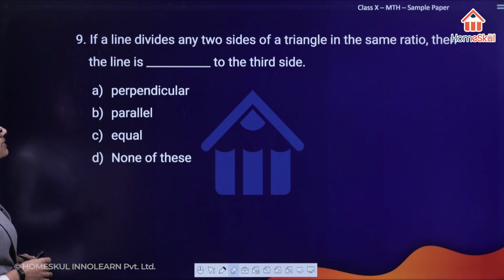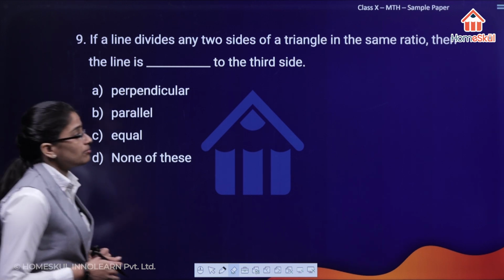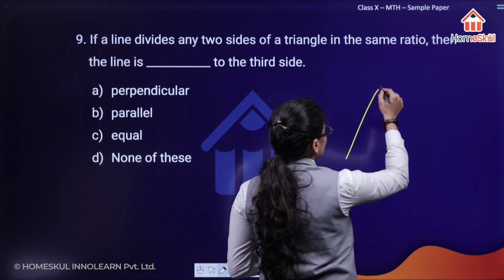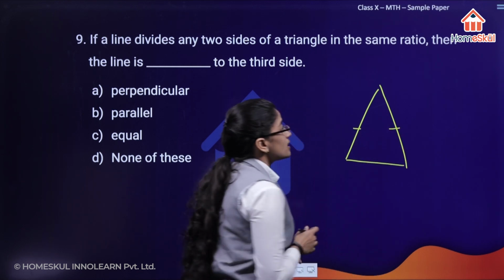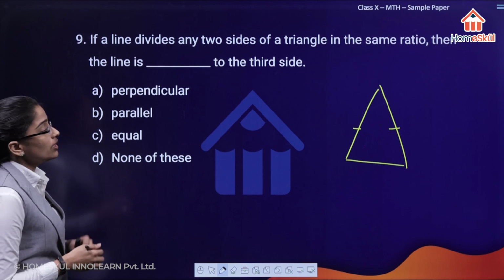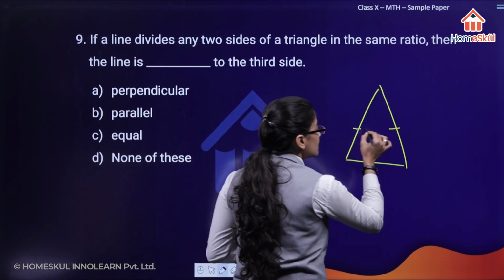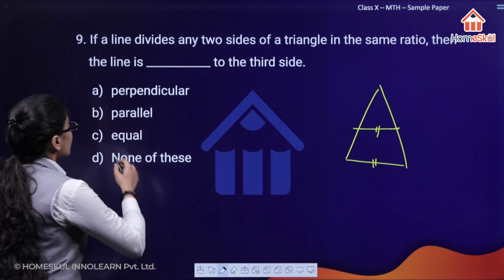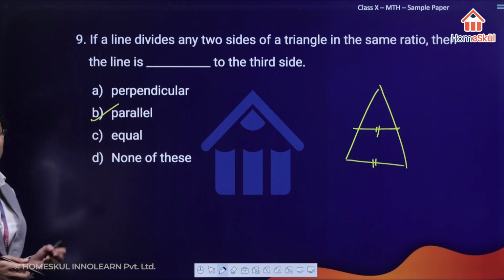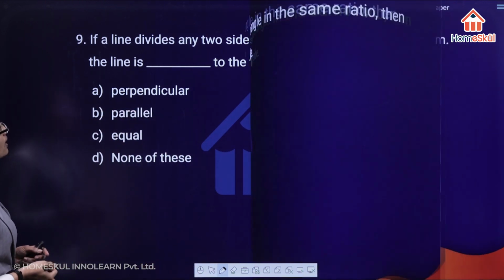If a line divides any two sides of a triangle in the same ratio, then the line is dash to the third side. That means they are telling we are having a triangle, okay? If a line divides the other two sides of a triangle in the same ratio, then that line is parallel to the third side, isn't it? Option B, very easy question, isn't it?